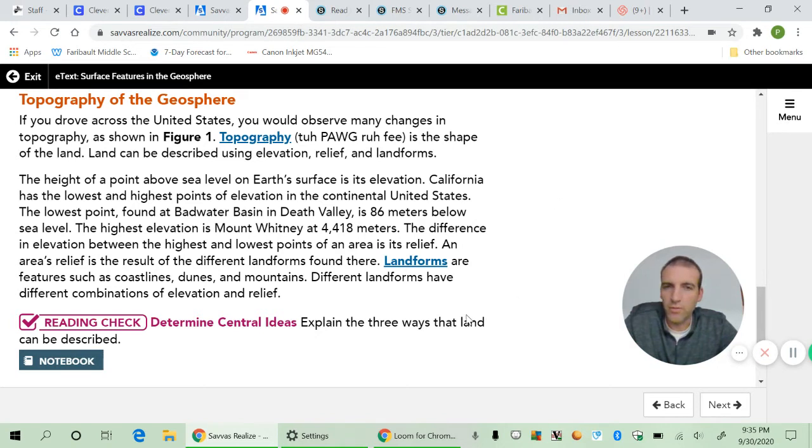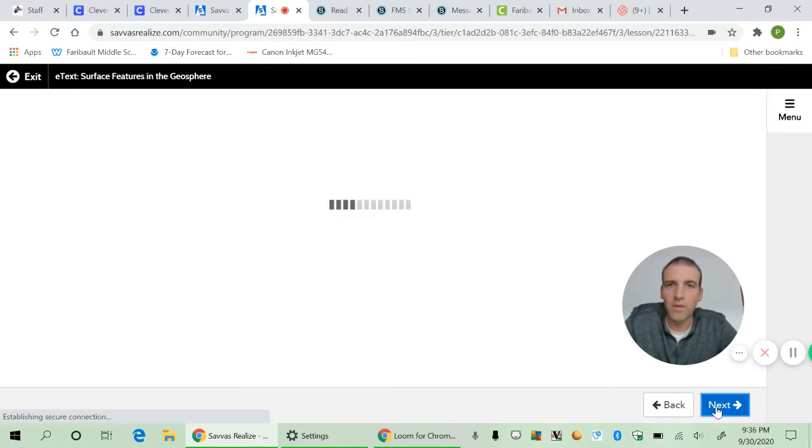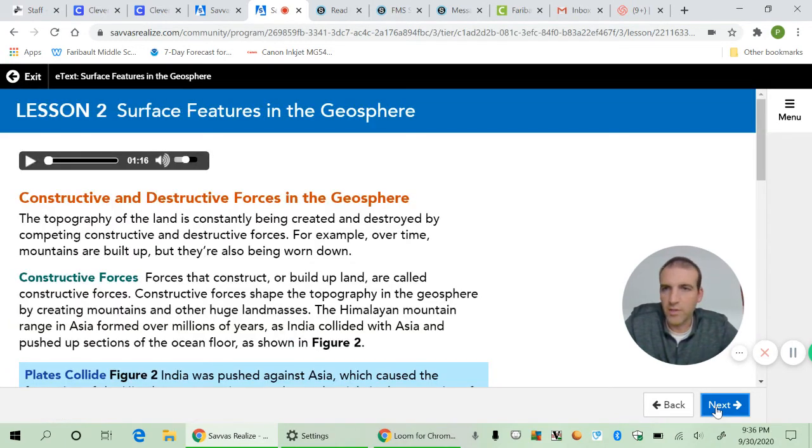Once you have gotten through that, there is a reading check question here where you're going to explain 3 ways that land can be described. And if you're not sure about that, you can always look back into what you've just read, and you're going to put your answer in the notebook. Moving on to the next page.